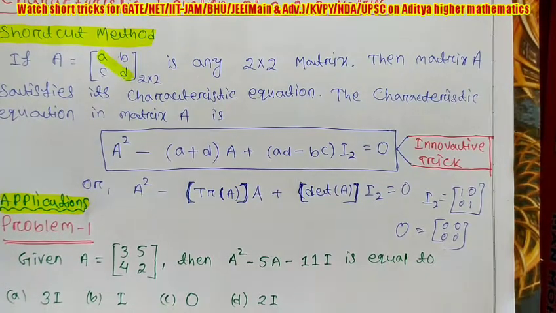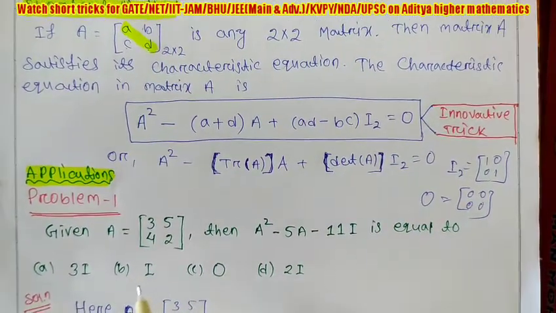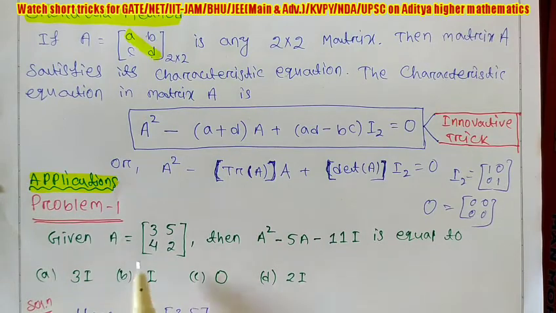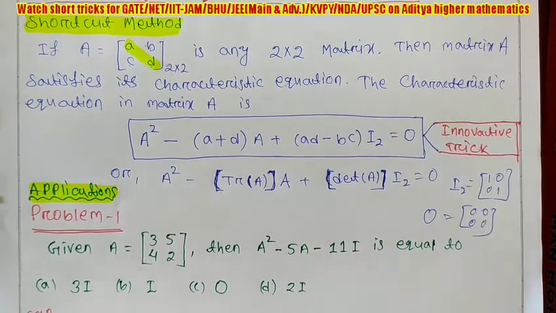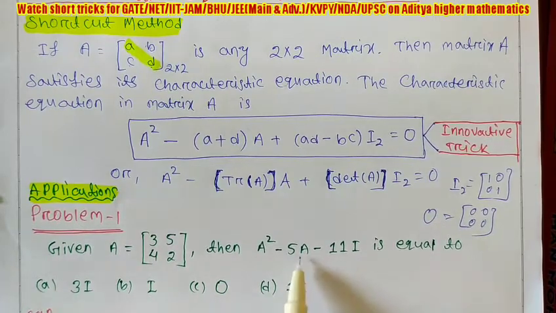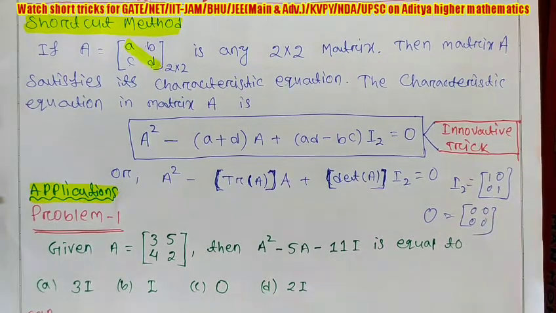And now we will discuss some of its applications and how to apply this trick in questions. You see, one question is given: matrix A is [3, 5; 4, 2], then A square minus 5A minus 11I is equal to, 4 options given. Actually, when you get this question in the exam, everybody will think you have to find A square by multiplying AA, then you have to find 5A by multiplying matrix A by 5. Similarly, you have to multiply I by 11. Then after that, you have to simplify all these 3 terms, A square minus 5A minus 11I. Then whatever you get, this is your answer.